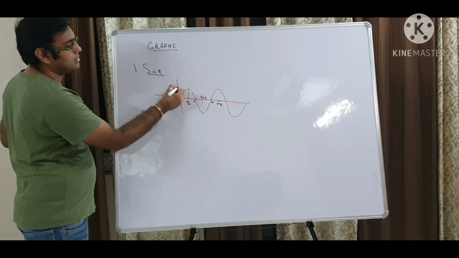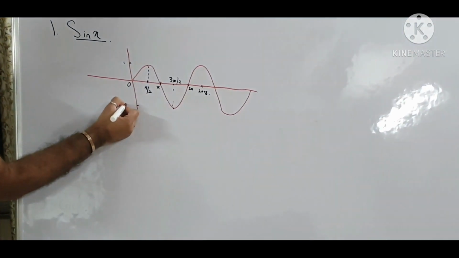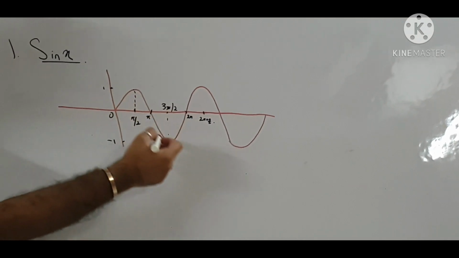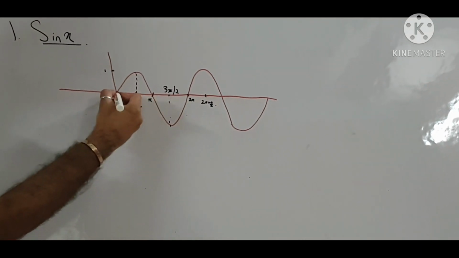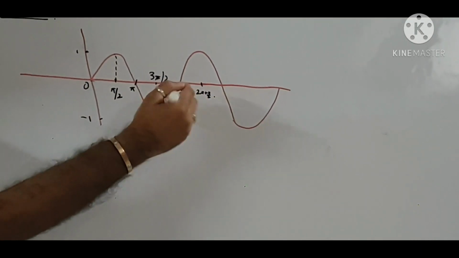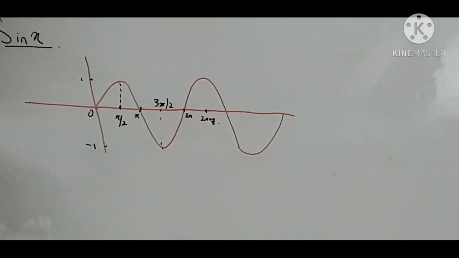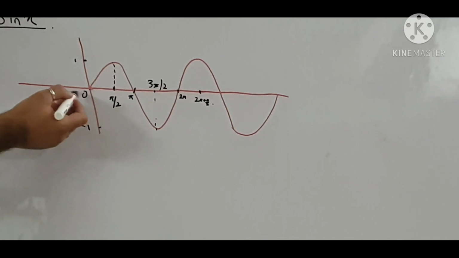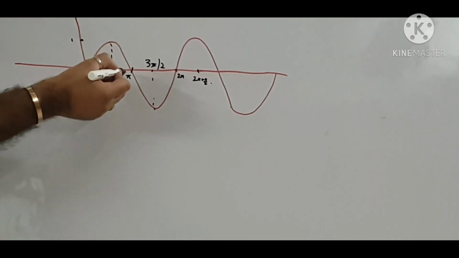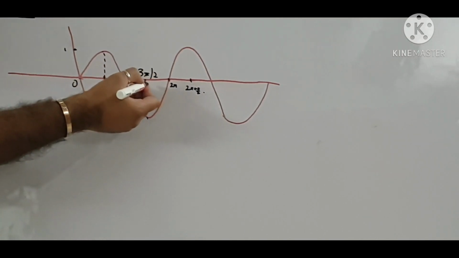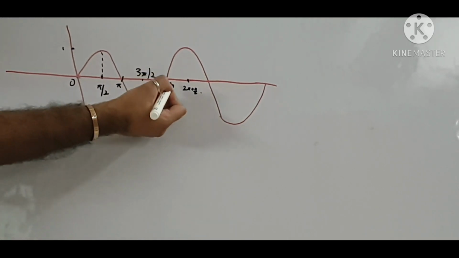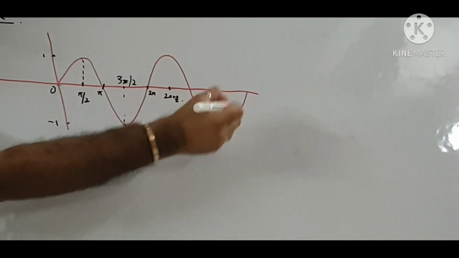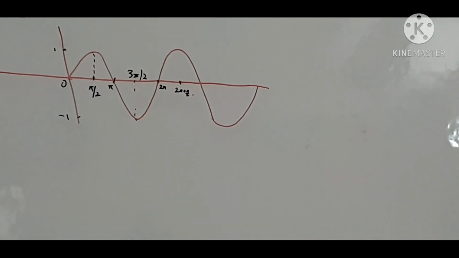This is 1, this is minus 1. So you can see that after a gap of 2 pi, from 0 to 2 pi, it has started repeating itself. Sin x at 0 is 0, at pi by 2 is 1, then at pi it is 0 again, then comes 3 pi by 2, it's minus 1, and at 2 pi again 0. And it has started repeating itself after a period of 2 pi.